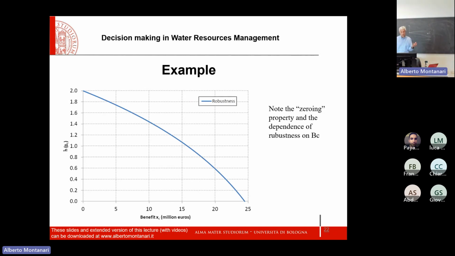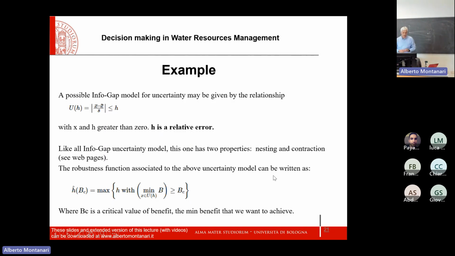Okay, so we made the example of water for irrigation. What is the minimum benefit that we want to get from the crop? And then depending on this minimum benefit, which in this figure that you see on the screen could be 15, we estimate a max tolerable uncertainty, which is 1. And this tolerable uncertainty H, according to our uncertainty model, has been estimated as you see here.